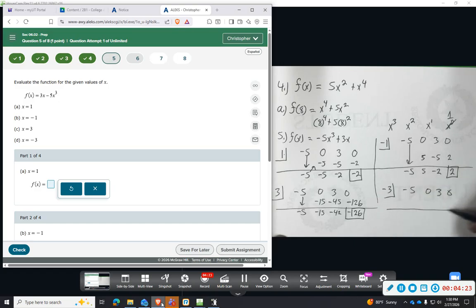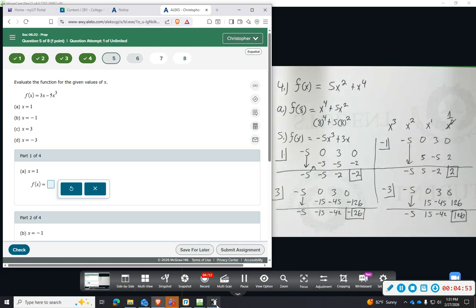And then over here, same thing, bring the first term straight down. Negative 3 times negative 5, positive 15. Add, positive 15. Negative 3 times 15, negative 45. Combine, negative 42. Negative 3 times negative 42 gives us a positive 126, and we add, we get 126. Okay, so here are the 4 answers.